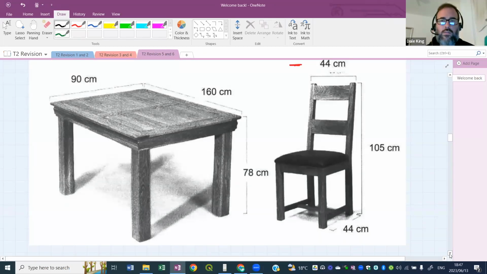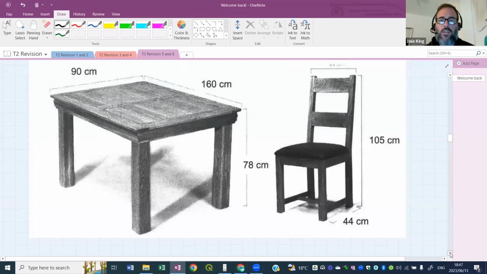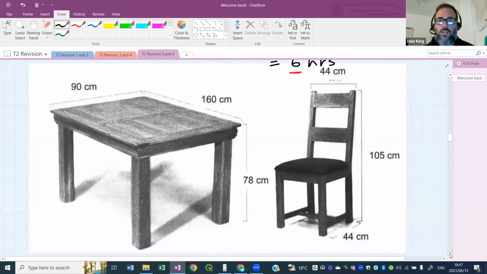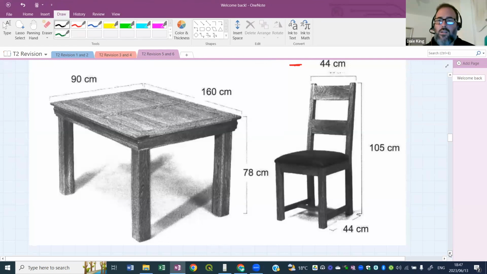Table and chair with some dimensions. What they're going to ask us here. Let's have a look. All right, so it's table and chairs with some dimensions in centimeters. What can they ask us here?